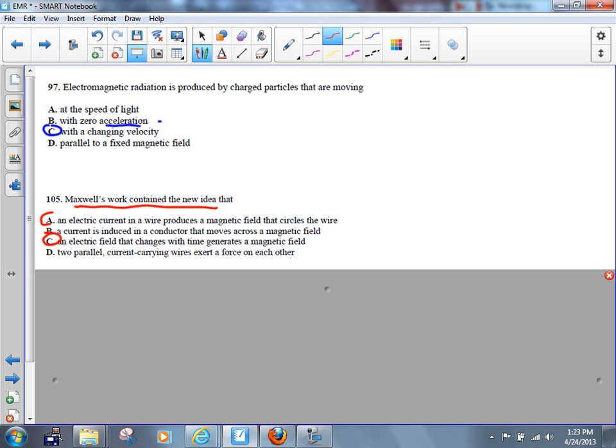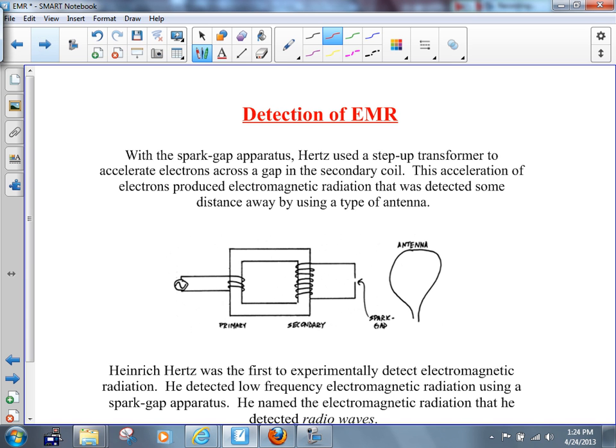How could we change it to make B the correct answer? A current is induced in a conductor that moves across a magnetic field. It wouldn't be Maxwell, it wouldn't be Ørsted, rather it would be this guy or this guy. Two guys suggested that if you move a conductor across a magnetic field, then you're going to generate a current. It was Faraday and Henry, right? Joseph Henry and Michael Faraday. Good. All right.